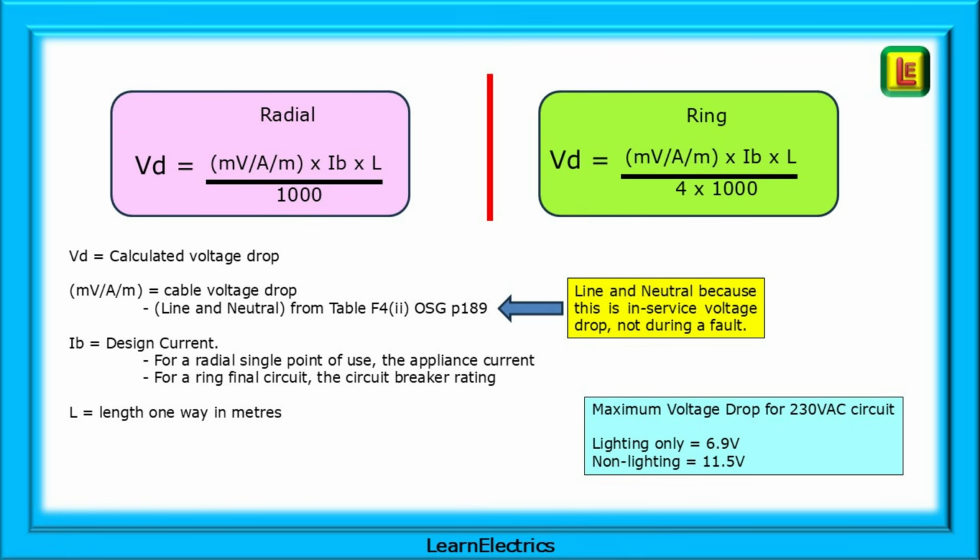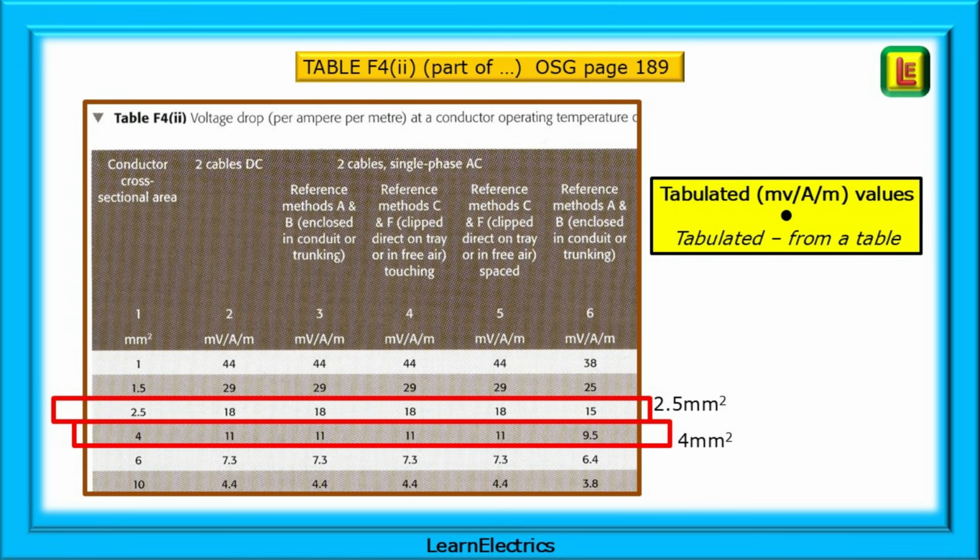The maximum permitted voltage drop for a 230 volt AC circuit for lighting only is 6.9 volts and non-lighting is 11.5 volts. A good circuit would show a voltage drop below these numbers. This is part of table F4.2 on page 189 of the On-Site Guide, showing the tabulated MVAM values for some common cables. The red boxes highlight 2.5mm and 4mm cables that we will use in the next examples.